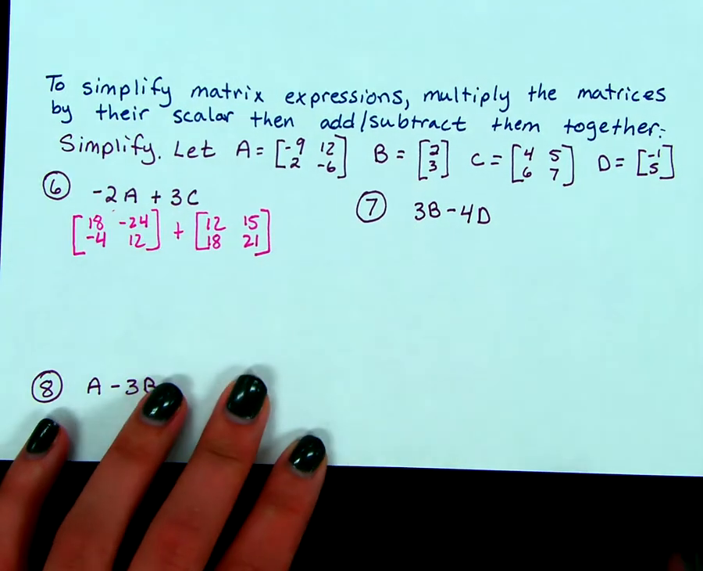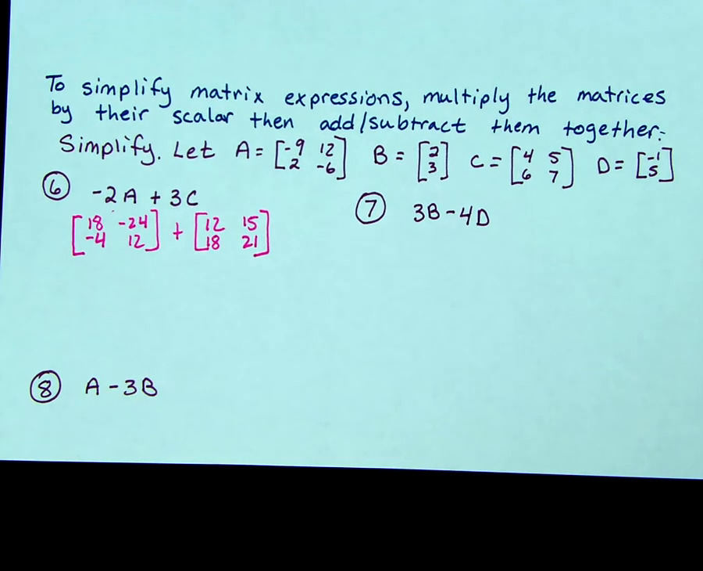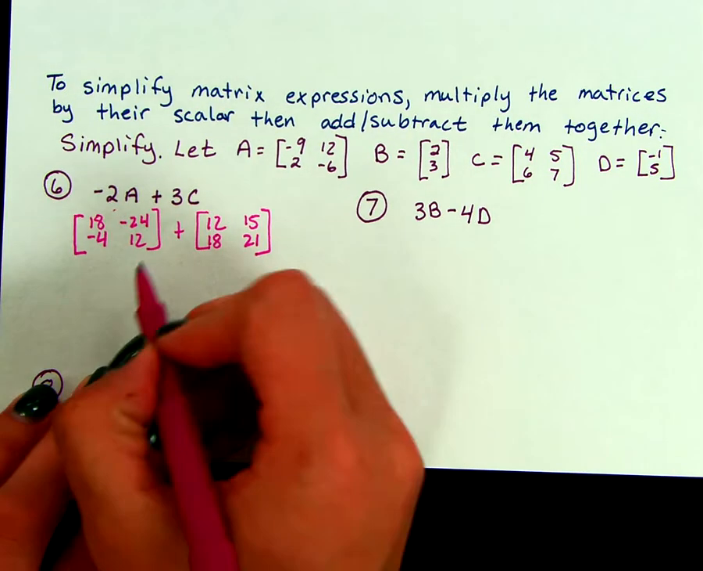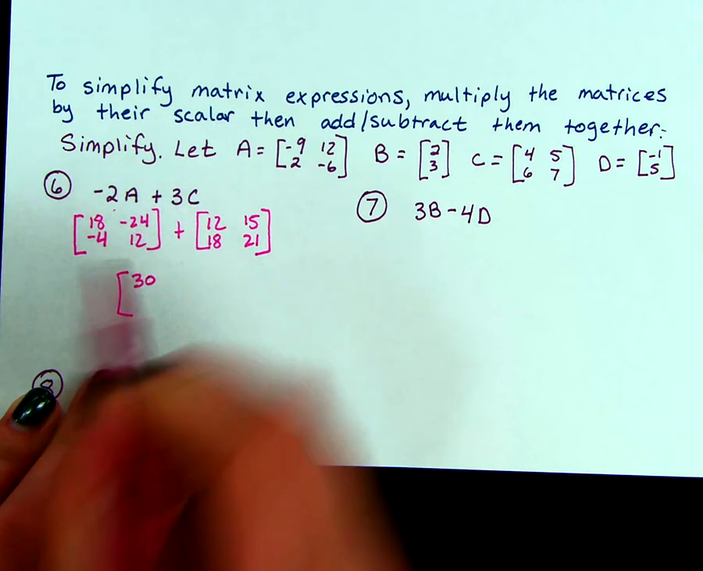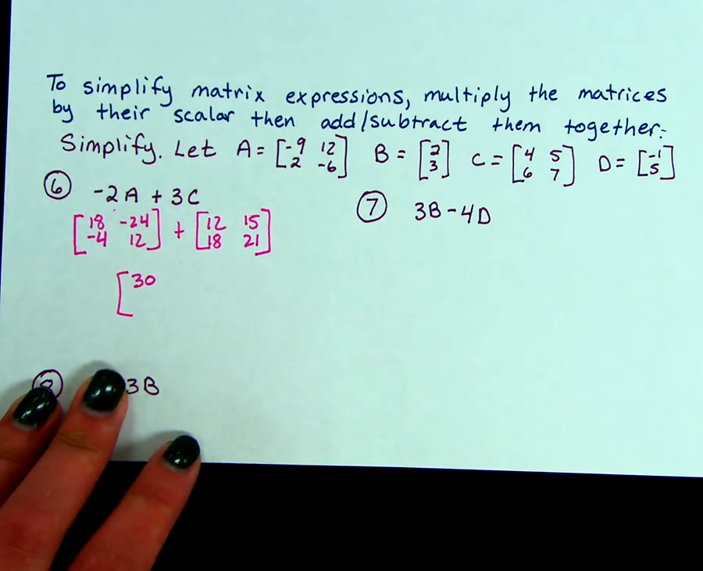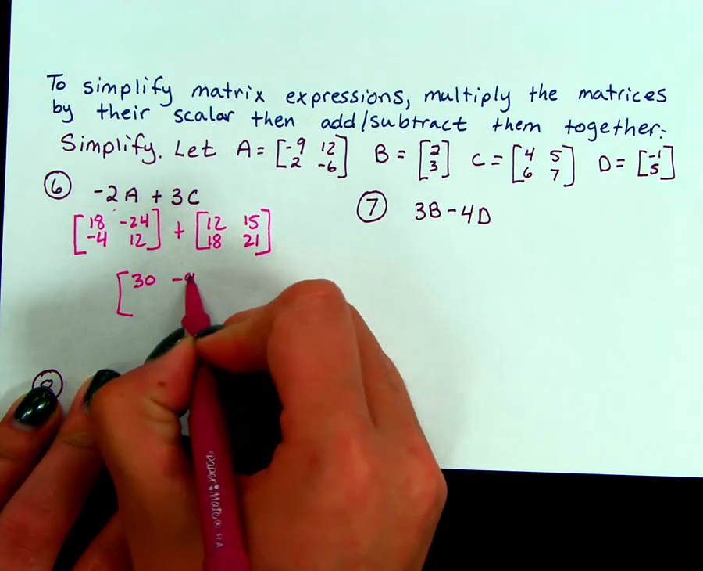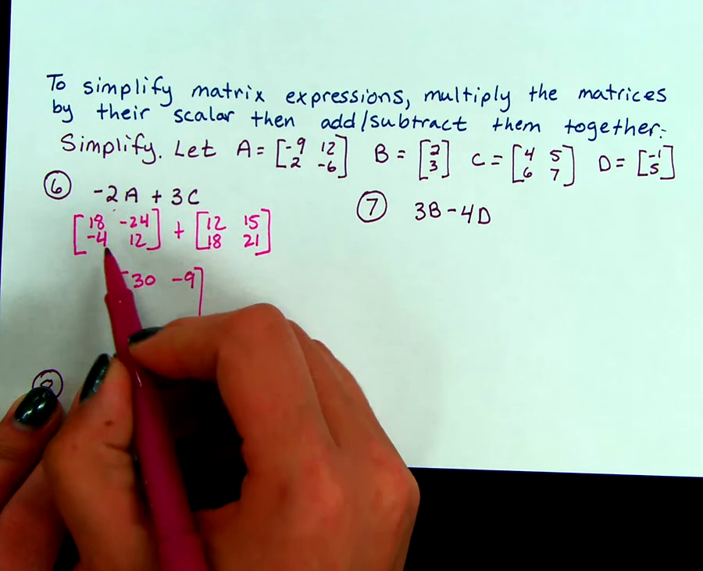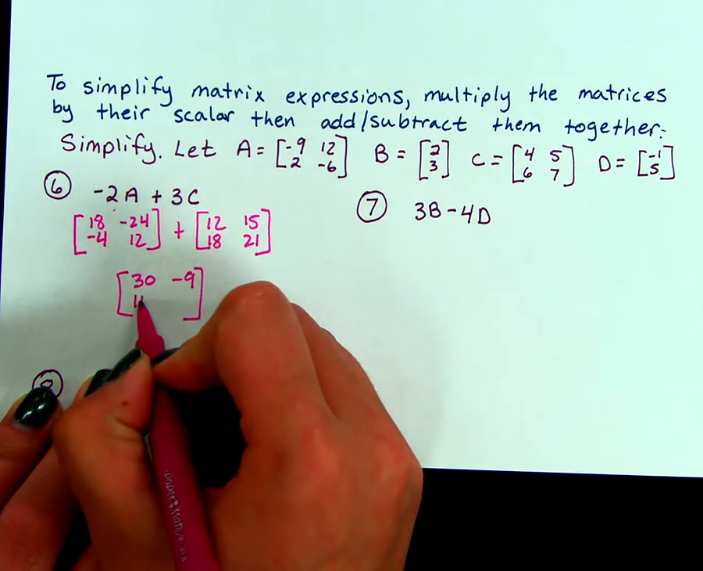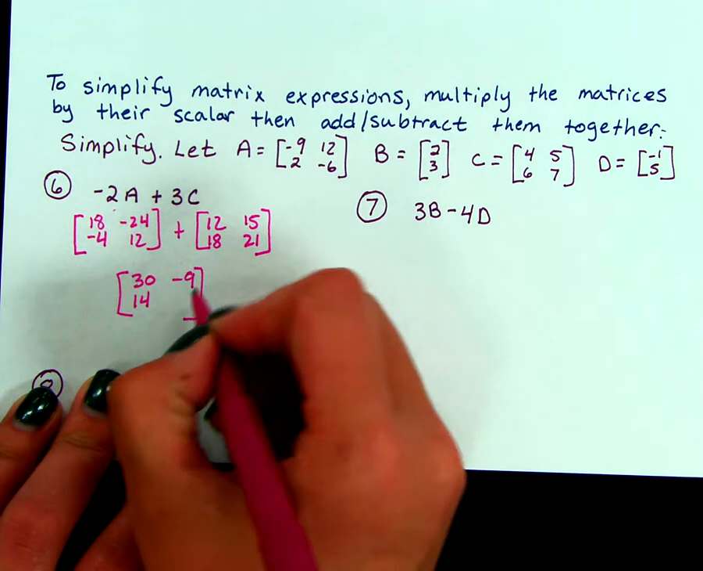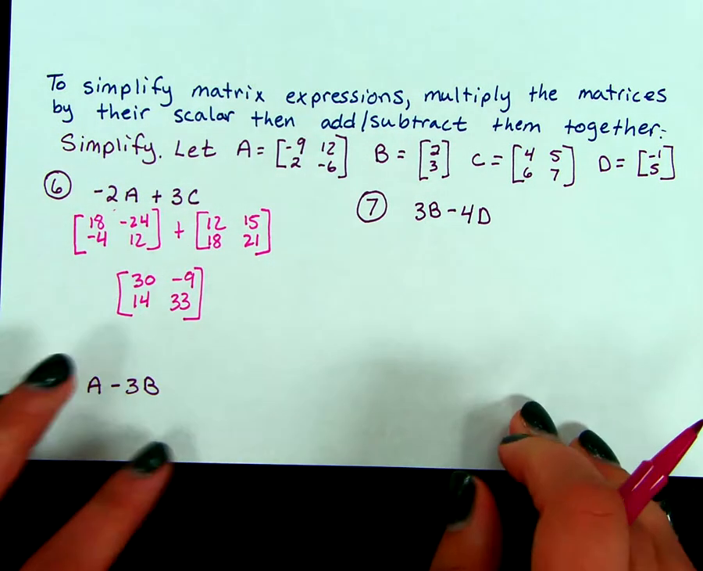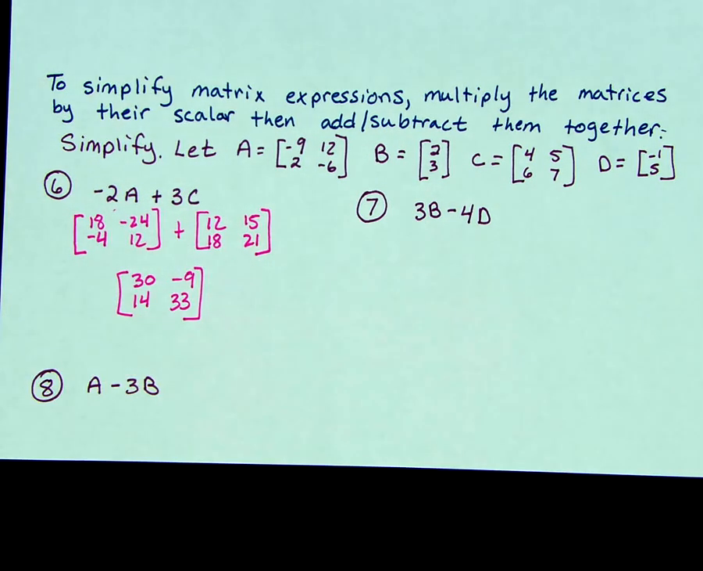And then we're going to add those two matrices together to get our final answer. So again, when we add, we are just adding the corresponding parts. So we're taking 18 plus 12, so that's 30. And then -24 plus 15 is -9. -4 plus 18 is 14. And 12 plus 21 gives us 33. So that would be our final answer for that problem.